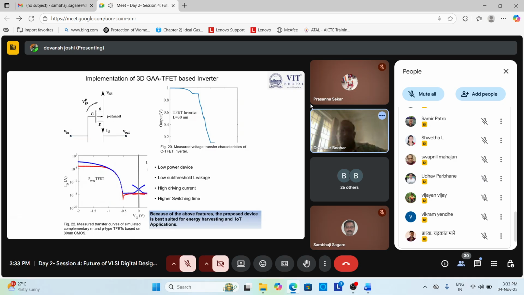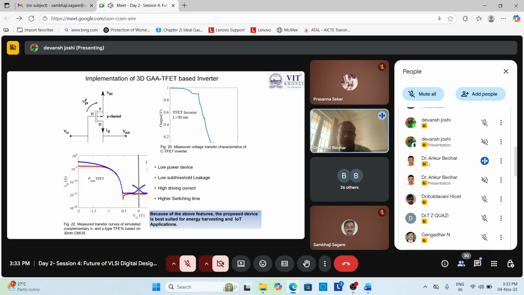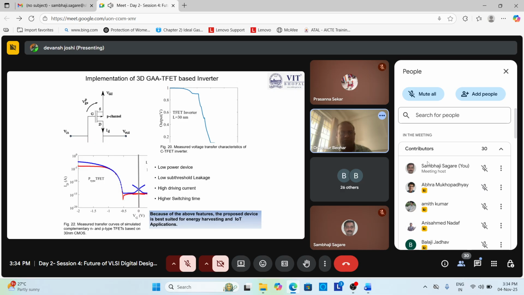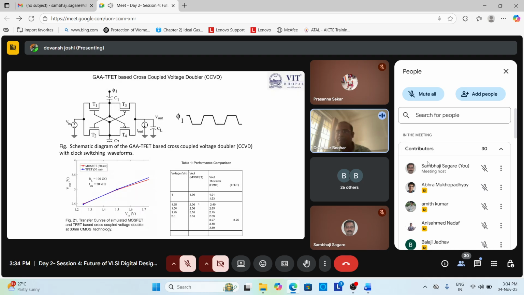Right now we will implement that particular TFET in the inverter CMOS design that we already discussed. Now with the help of the devices, stages and their results, you can see once we replace the MOSFET inverter, the conventional CMOS structure, with the TFET inverter. TFET, we already know, consists of P channel and N channel, both forming the proposed device for energy harvesting and IoT applications. So once the P channel and N channel are formed and replaced by the TFET, here you can see we have also implemented one circuit, that is the cross coupled voltage doubler circuit.